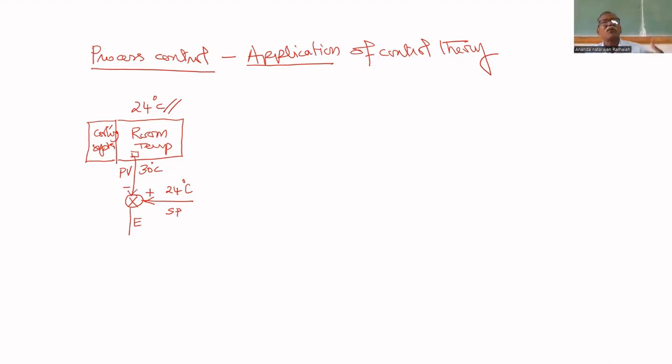If error is there, then only we have to control. Suppose 24 minus 30 means minus 6 degrees centigrade. The difference is 6 degrees centigrade. That is minus. It means the temperature is higher than the required one. That's why we have to turn on the cooling system. To turn on the cooling system, we need a controller.